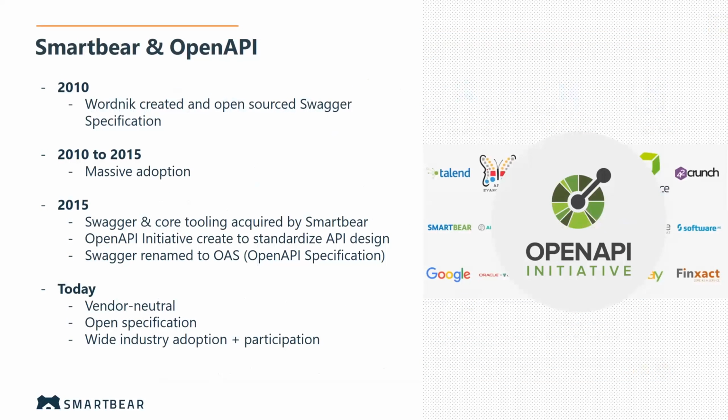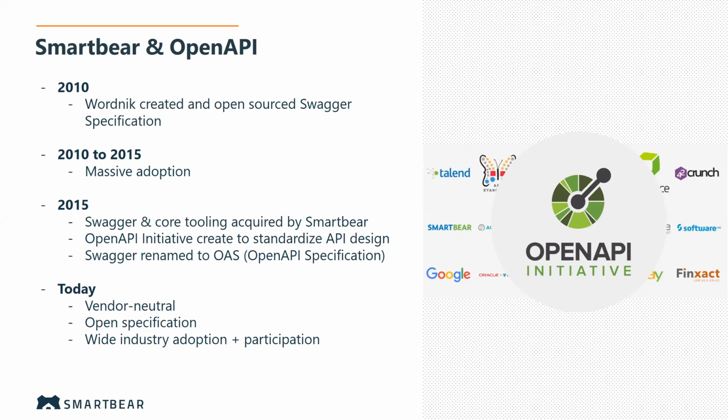Great, so why are we, SmartBear, talking about OpenAPI? Why are we talking about Swagger in the first place? Around 2010, a company called Wordnik created and open sourced the Swagger specification. And it was deliberately referenced as the Swagger specification here.